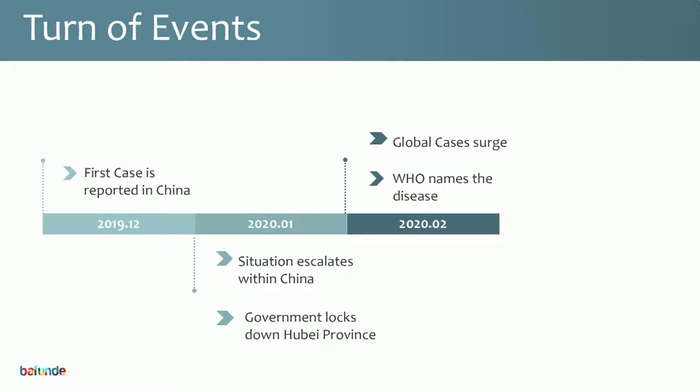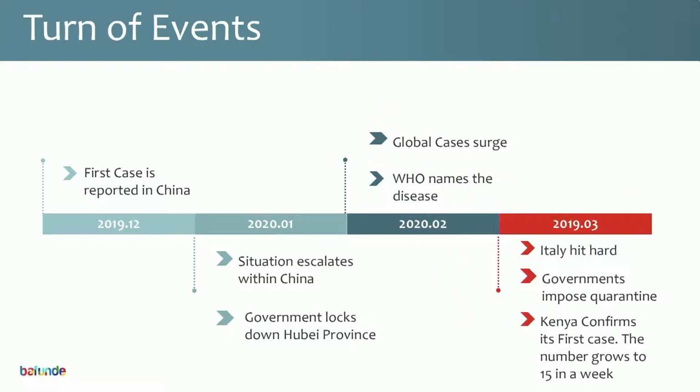And now, at the time of doing this video, in March, Italy was hit bad. And now the numbers started surging. There were now more increases. And different governments imposed quarantine. A whole country like Italy was locked down. And in Kenya, in particular, we had our first case confirmed. And in less than 10 days, the number had jumped from only one case to 15 cases.